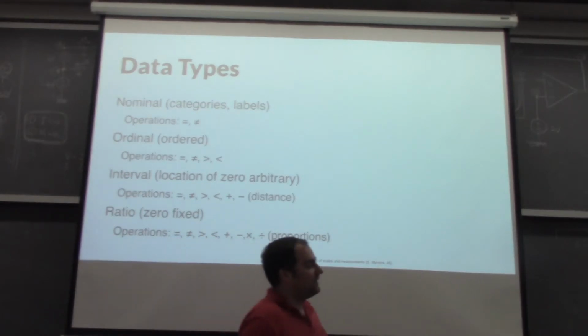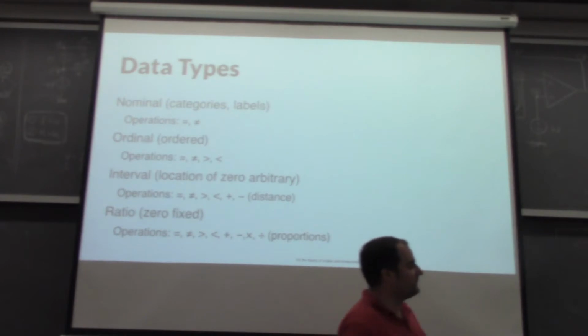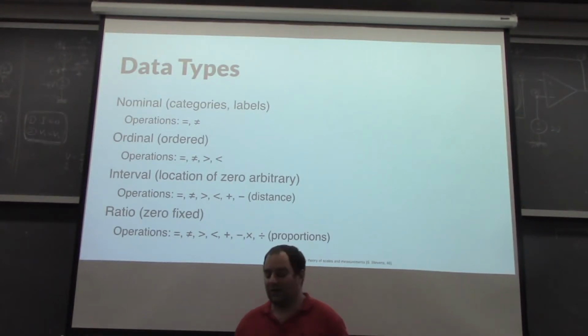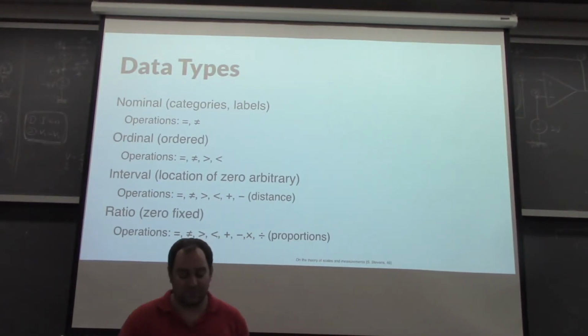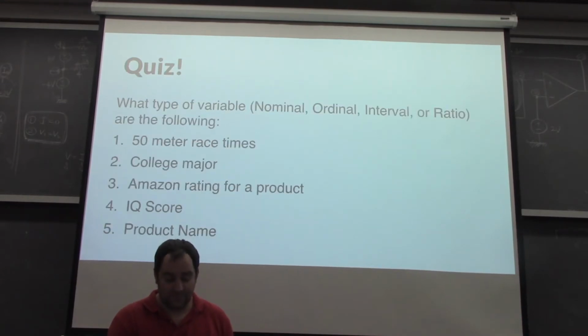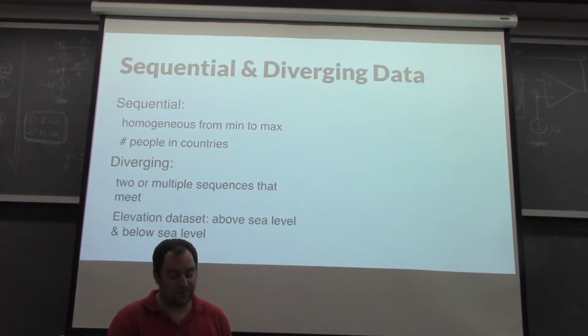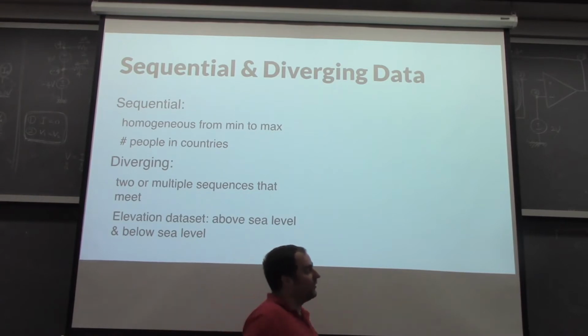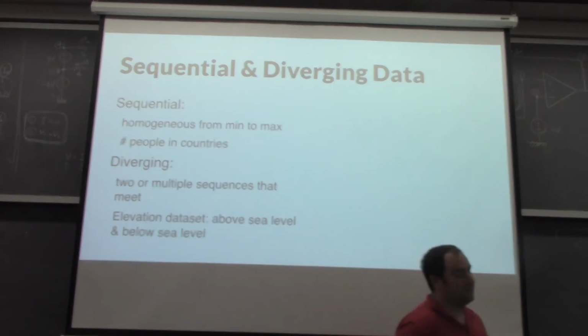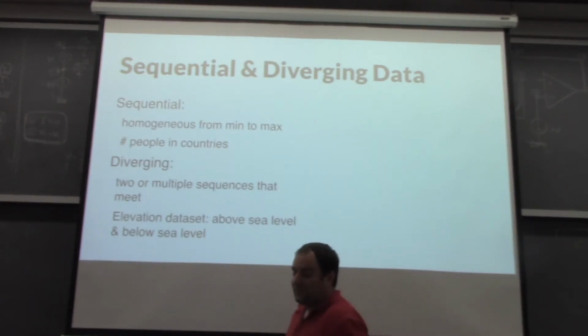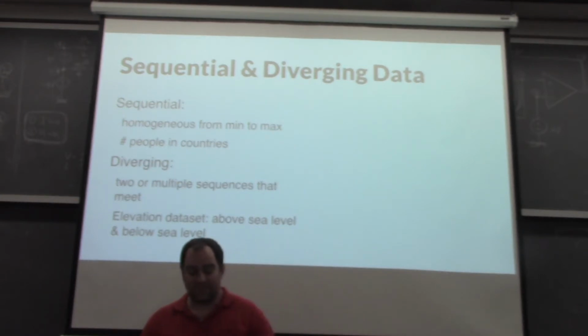For interval data, we can do additions and subtractions, and for ratio data, we can also do multiplications and divisions and express proportions. So then we stop with this quiz, and I think we didn't get to this point. This is kind of like the first new slide. Let's think about sequential data.